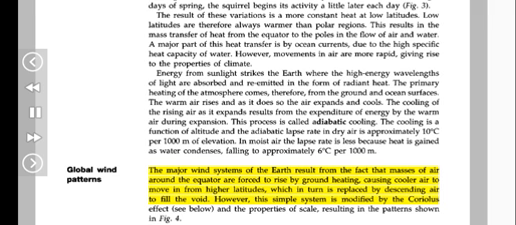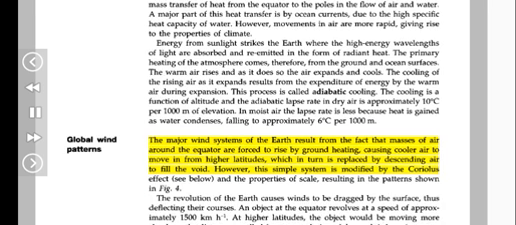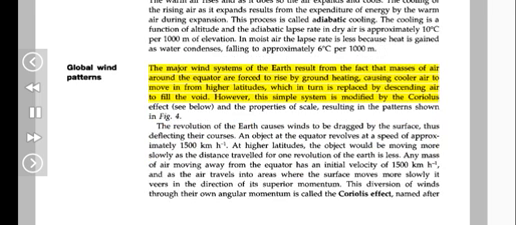The major wind systems of the Earth result from the fact that masses of air around the equator are forced to rise by ground heating, causing cooler air to move in from higher latitudes, which in turn is replaced by descending air to fill the void. However, this simple system is modified by the Coriolis effect, see below, and the properties of scale, resulting in the patterns shown in Figure 4.